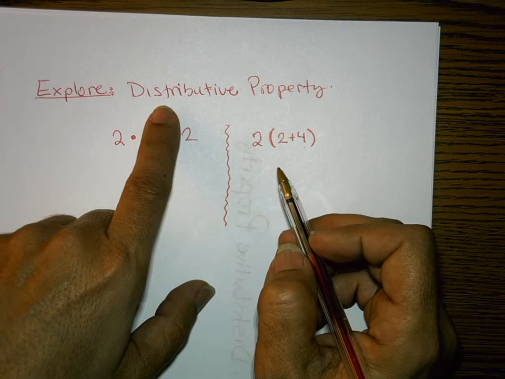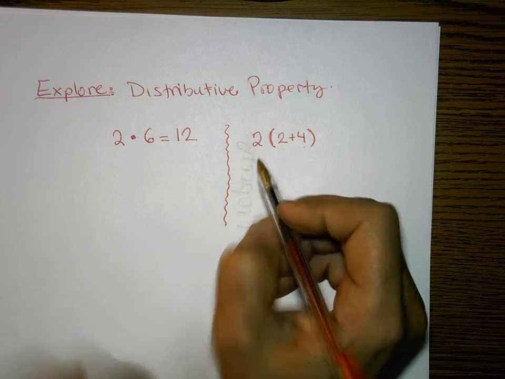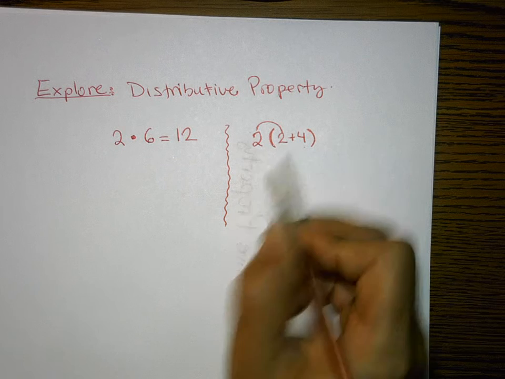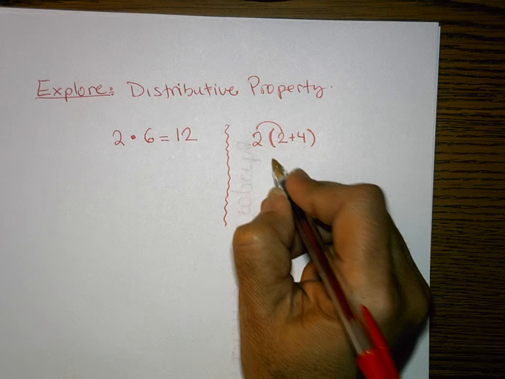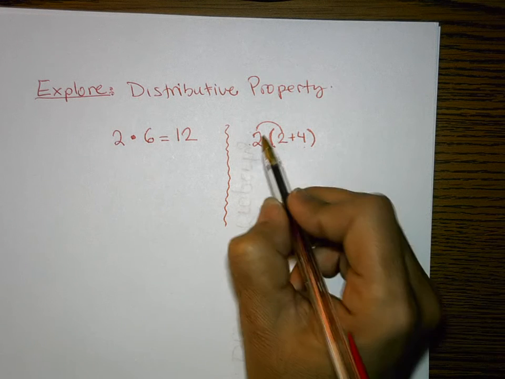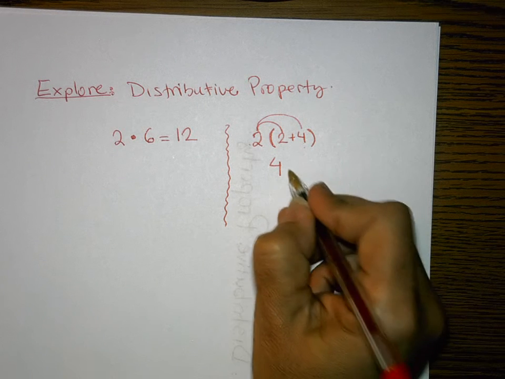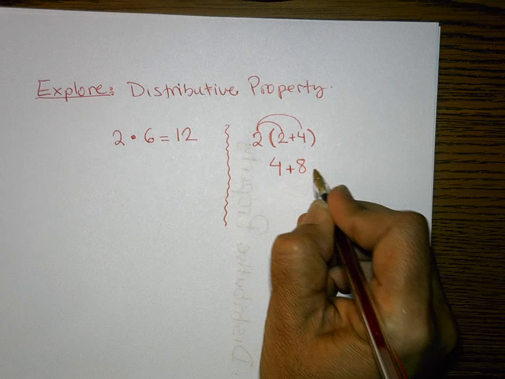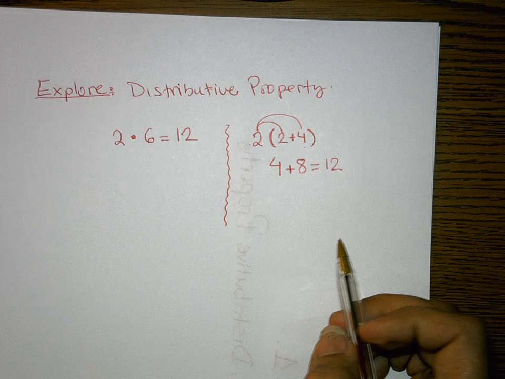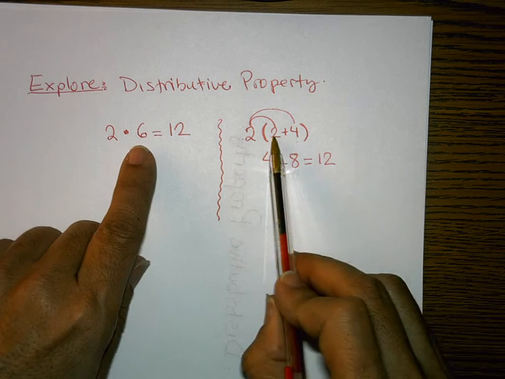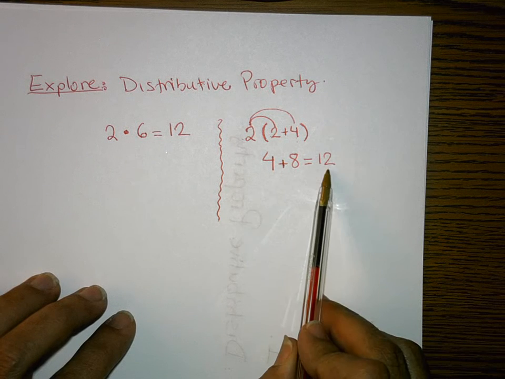Yes, if we use the distributive property. The distributive property says if you want to multiply and get exactly the same result, you need to multiply 2 times 2, a positive times a positive: positive 2 times positive 2 equals 4. And then positive 2 times positive 4 equals positive 8. Together, when I add these two numbers, it equals 12. So as you can see, I wrote 6 in a different way, used the distributive property, and still got exactly the same answer.